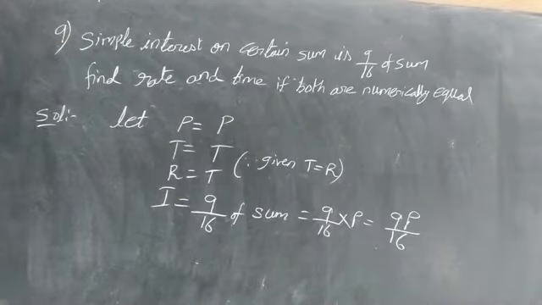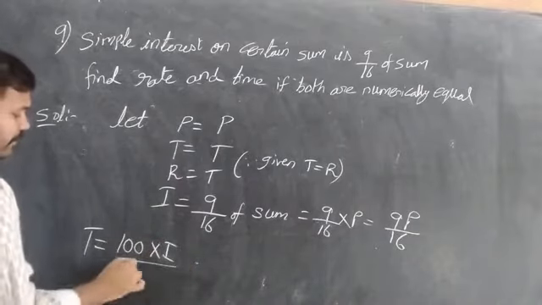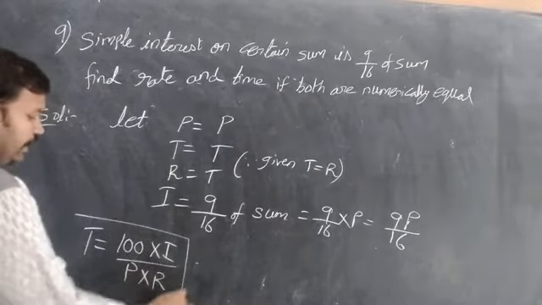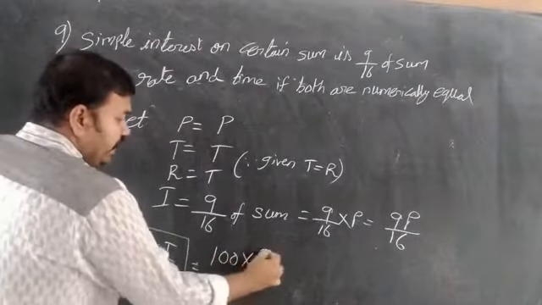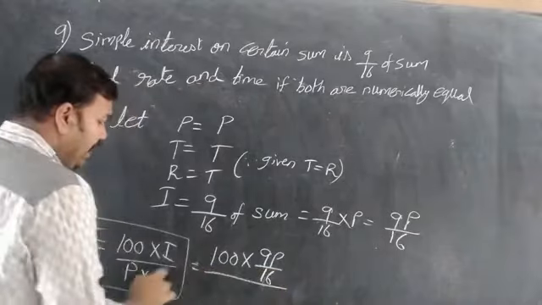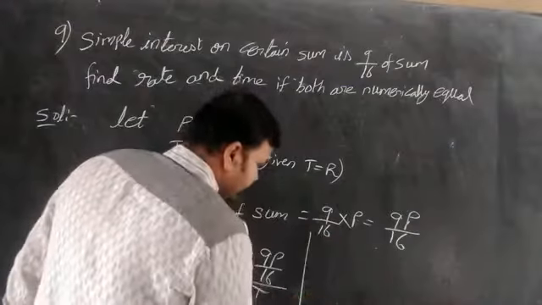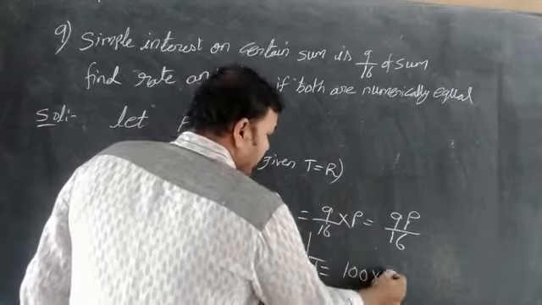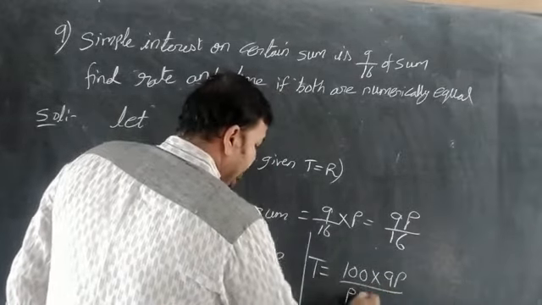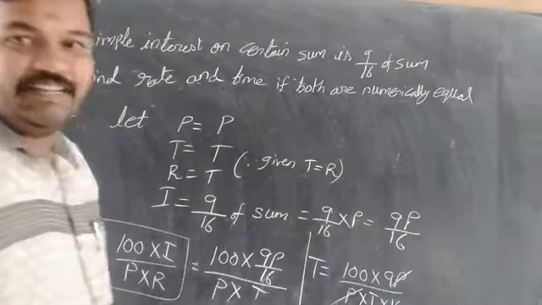To find any one of them, I am taking the time formula. The time formula is T is equal to 100 into I by P into R. Substituting, 100 into 9P by 16 whole by P into R, where R means T. The 16 will come down: 100 into 9P by P into T into 16. Cancel P with P.